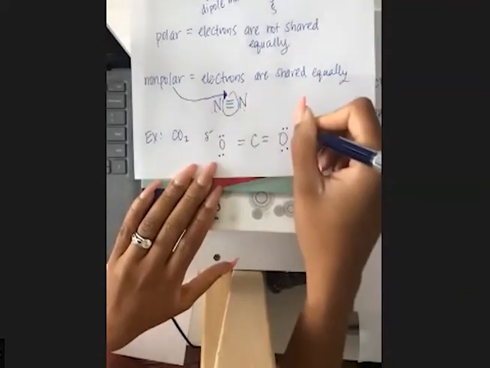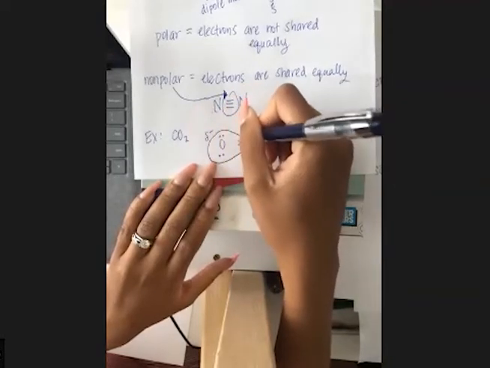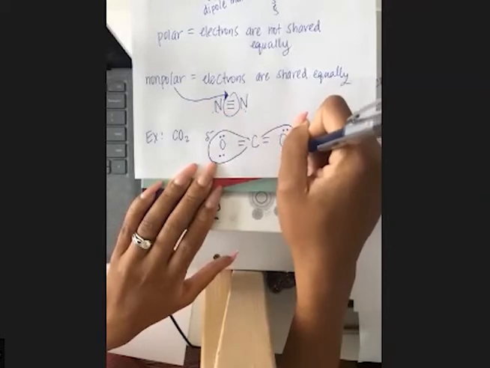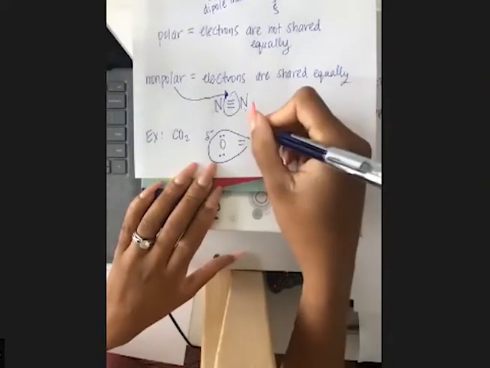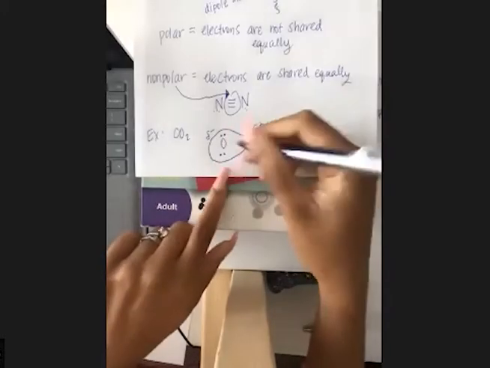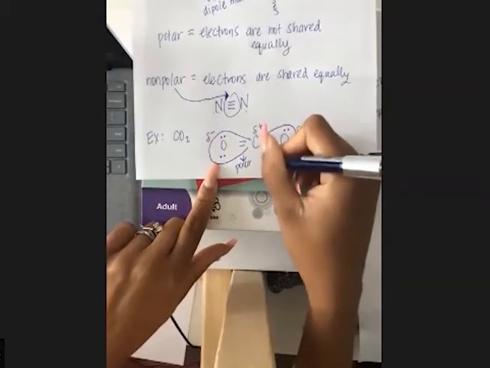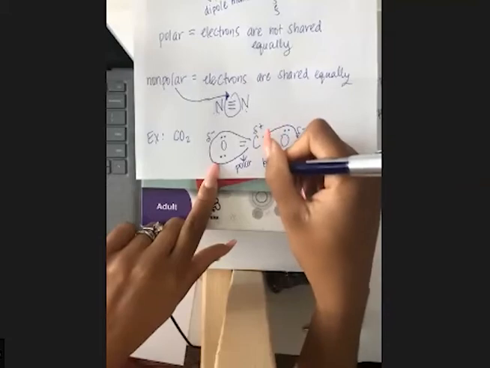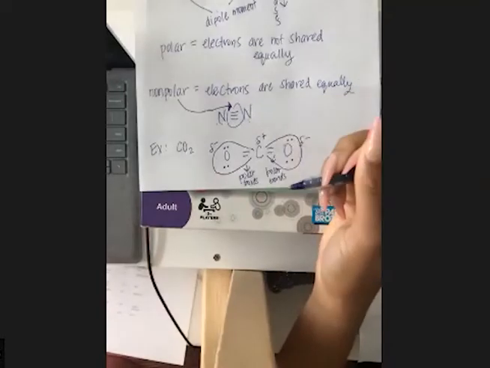So it's going to have the partial negative on the oxygen, meaning that the electrons in this double bond are going to lean towards the oxygens. The electrons in these double bonds lean towards the oxygens, leaving that partial positive on carbon. So we have this dipole moment here, and in this case, although these are polar bonds, both of these bonds are polar, it doesn't mean that the entire molecule is polar.